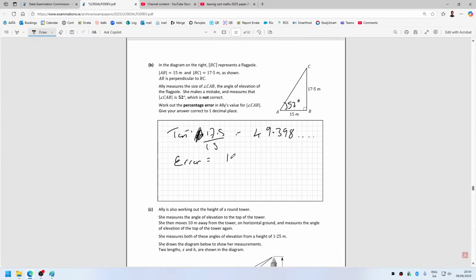So the error would be 1.601 over 49.398 times 100. So the answer is 3.2% too big.